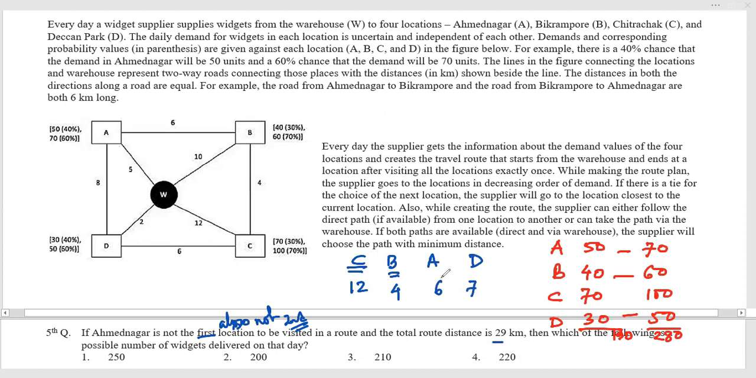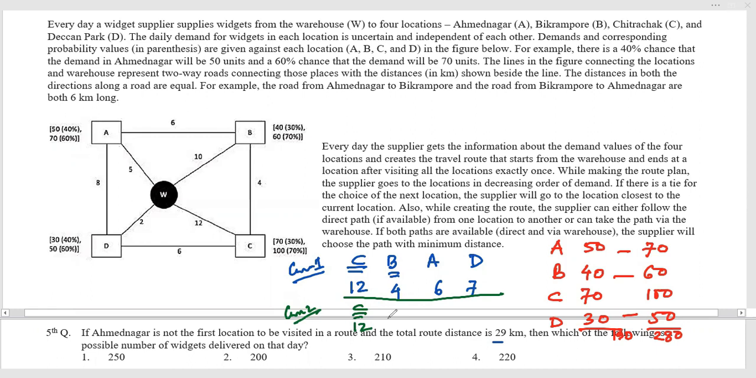This is my case 1. Now, can I make a second case? I'm removing this to draw it. Let's say case 2. In which way can I make case 2? I know that C would be the first, there is no confusion, and A is also not the second. Because if C is the first location, 12 kilometers are already done, and I cannot take 17 kilometers. That kind of possibility is not there.